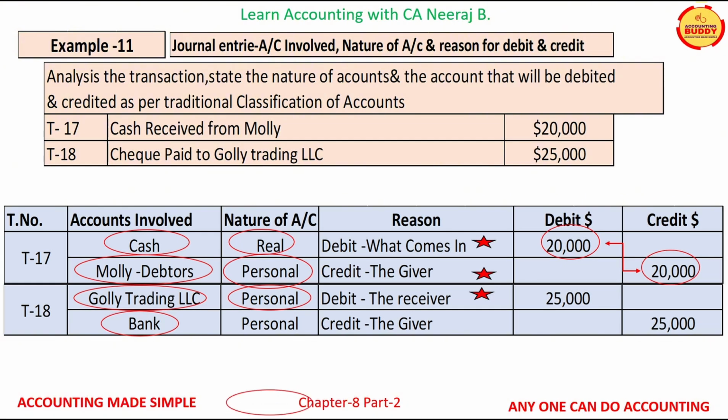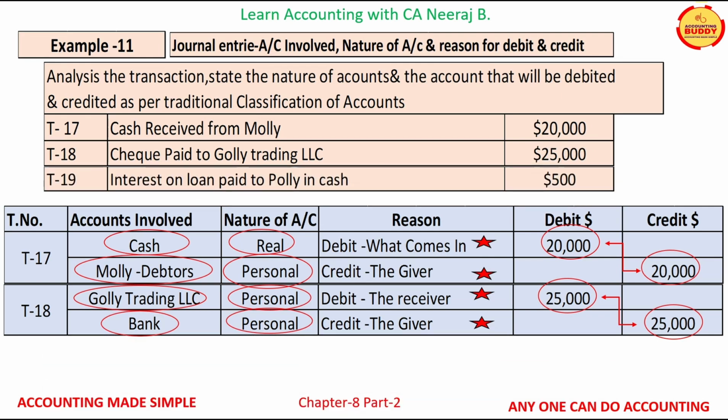Bank is again a personal account and the rule for crediting a personal account is credit the giver. Therefore, this business transaction is recorded for $25,000 by debiting the Guli Trading LLC account and crediting the bank account.